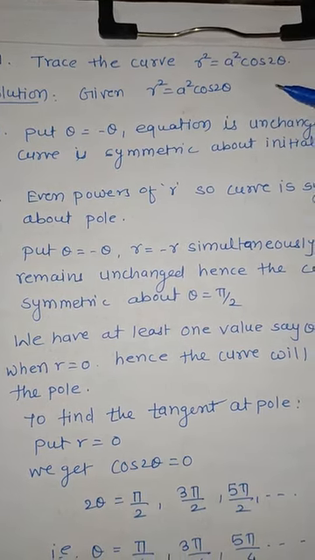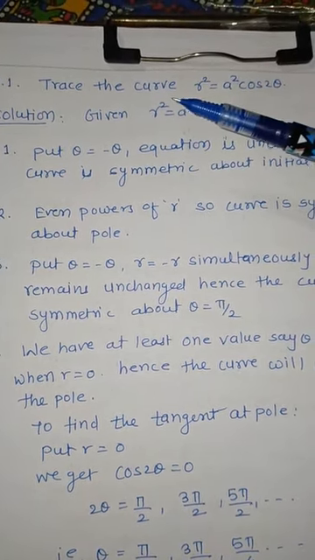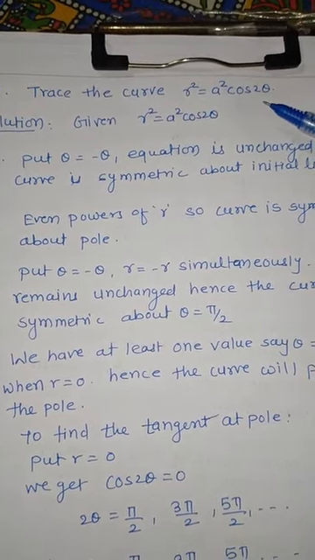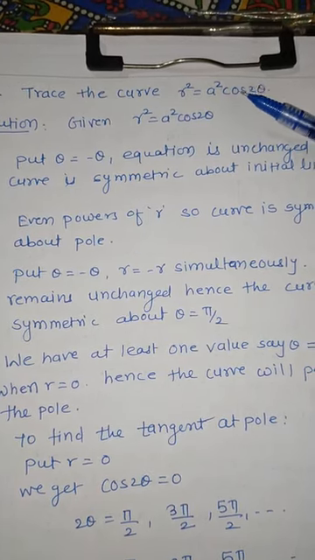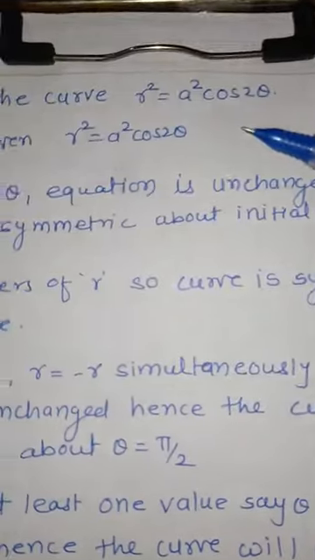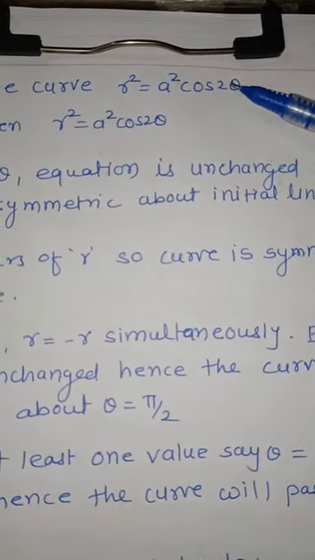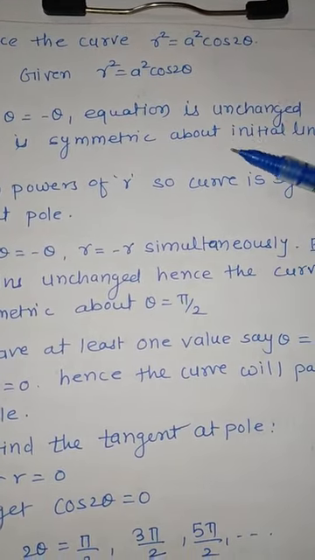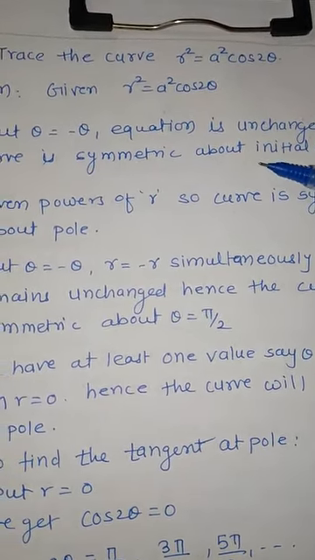Hello friends, we'll see the question. Trace the curve r square is equal to a square cos of 2 theta. As we mentioned, if your given curve contains r and theta, then it's of the polar form. To solve this one, first of all we'll check the symmetry of the given curve.